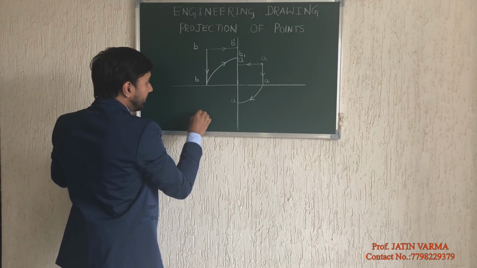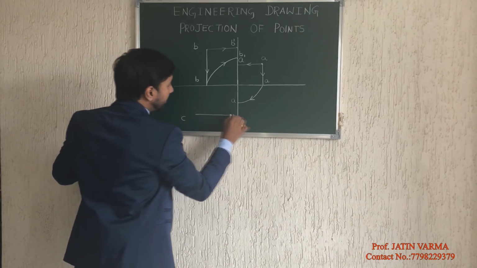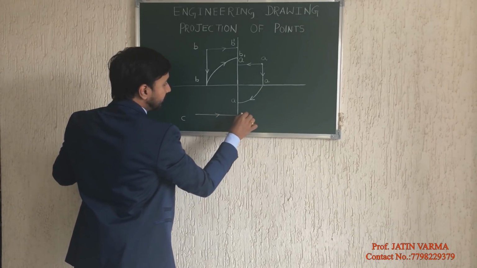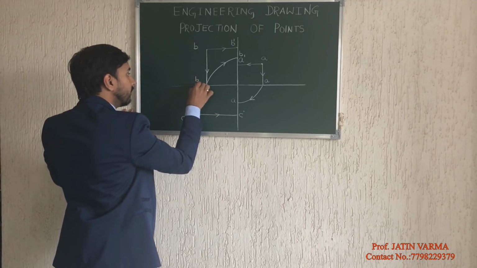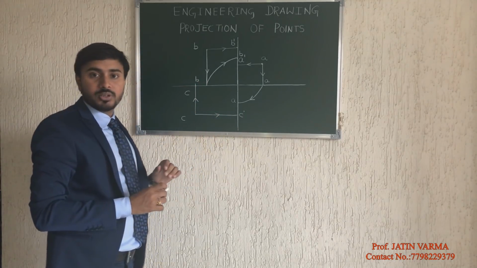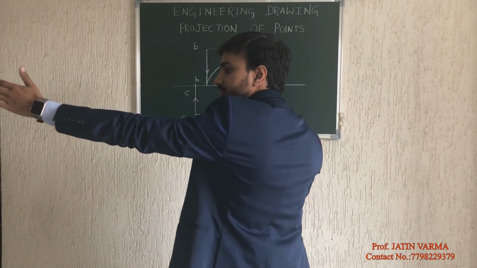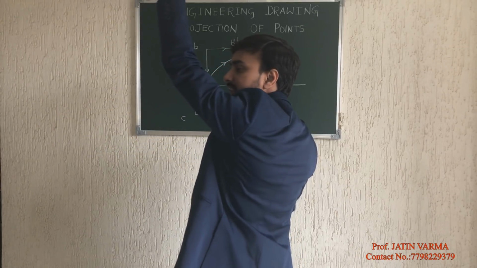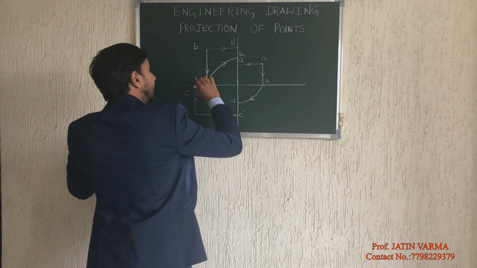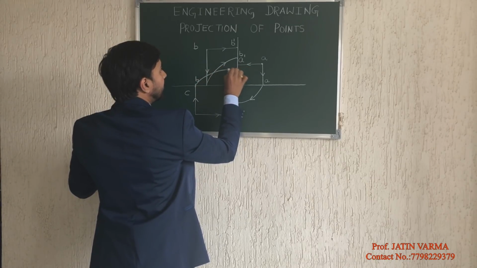Similarly, if this is my third quadrant, and I am taking my third point over here, this becomes C dash because this is the front view, and this becomes my point C. Again, my rule is that in the third quadrant I have to rotate my HP in the clockwise direction by 90 degrees. So this point C will be rotated, and this will be point C.